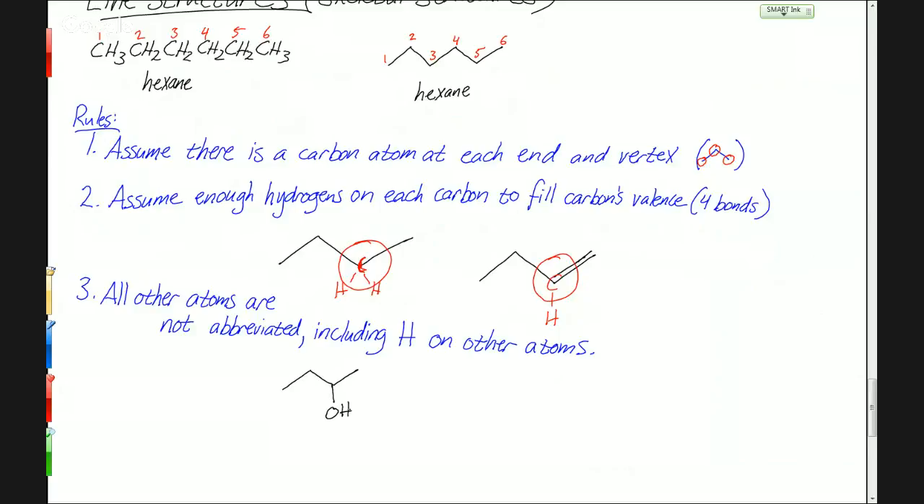So that means if we have a structure like this with an OH, we don't cut that H off of the O, because the other atoms don't have as clear rules about how many hydrogens or how many bonds this carbon does. So if we cut the hydrogens off the other atoms, we might be losing some information that we need. So that's why you'll see things like this, or like this. So other hydrogens on other atoms don't get abbreviated. And that's line structures.